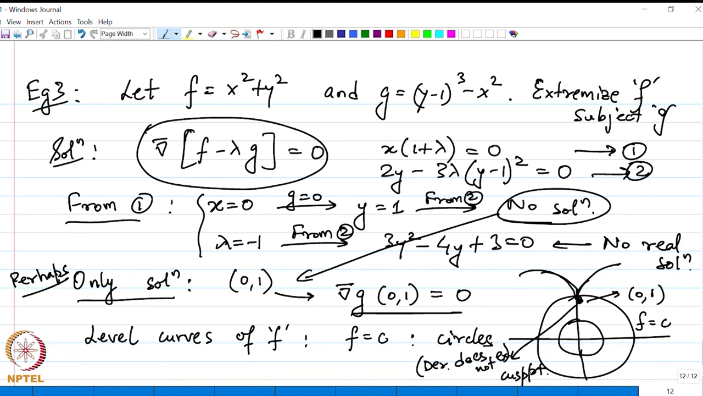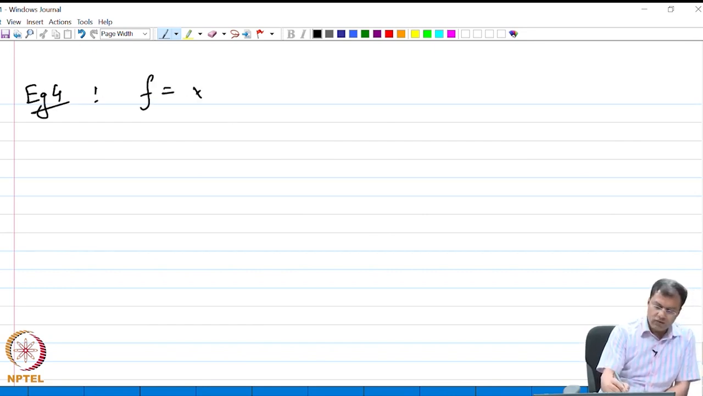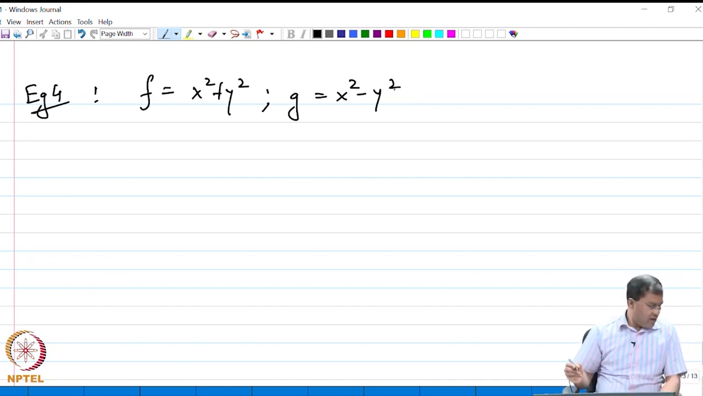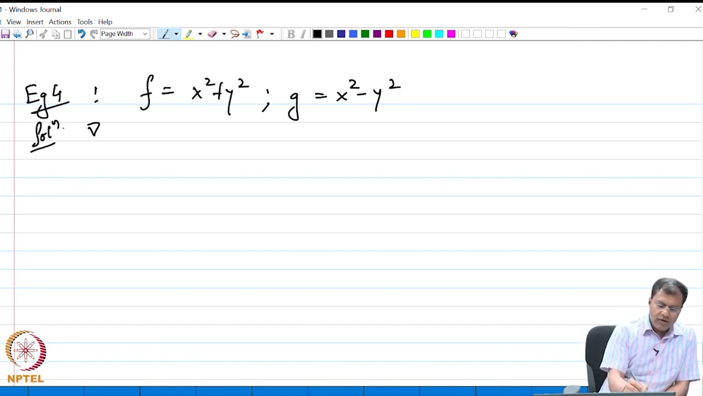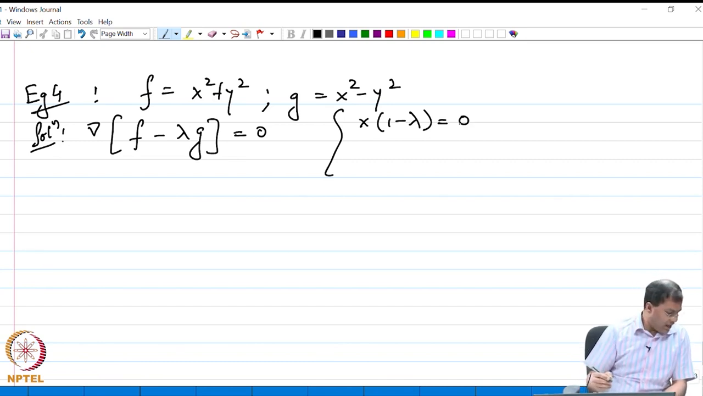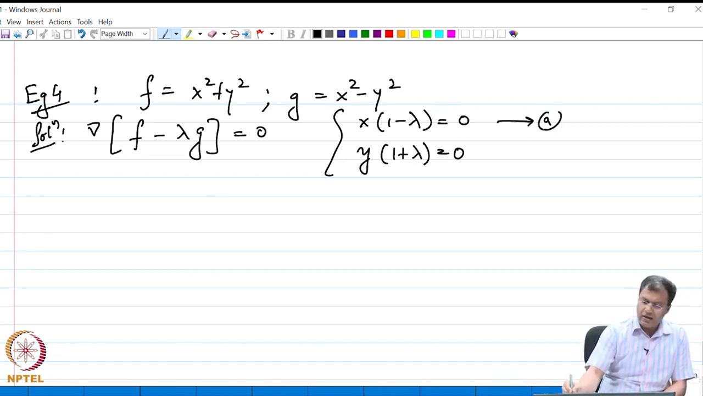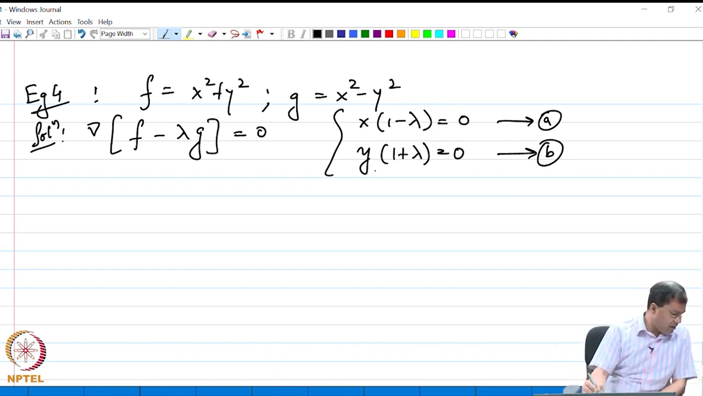Okay, so then let us look at another example. Now, I am going to take my objective function f to be x square plus y square, and I take my function g, the constraint, to be x square minus y square, right. In this case, if I set up my Lagrange condition f minus lambda g equal to 0, I am again going to get a set of two equations. Let me quickly write them down. x minus lambda x is 0, and the other equation is y times 1 plus lambda is equal to 0. Let me call these a and b, and we see that certainly x equal to 0, y equal to 0 satisfies the condition.